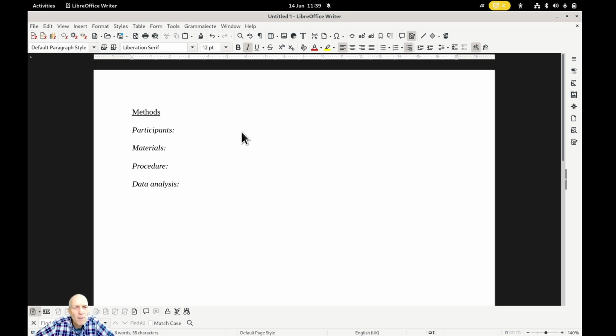Some students do not have a good structure like this one. I think this is the minimal structure. Well, maybe the data analysis I would not say is a necessity, but participants, materials, and procedure should be in there. Remember that good grammar makes sense here. A good structure with separate paragraphs makes sense.